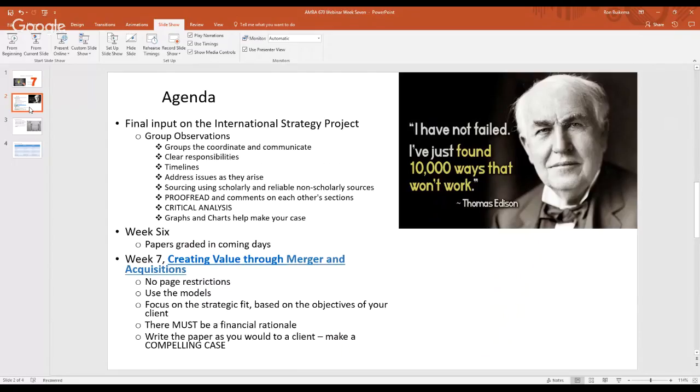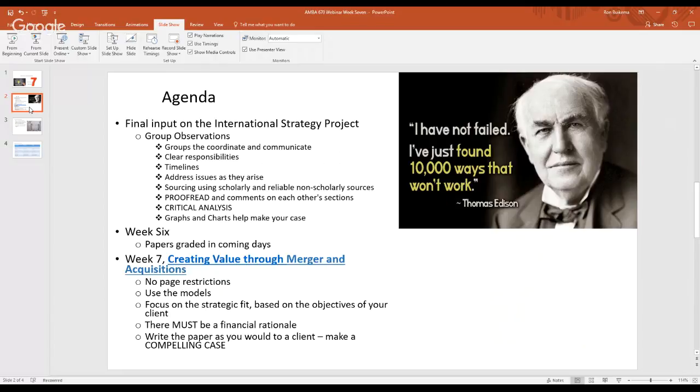Here's what we're going to talk about tonight. So I wanted to start with what I've seen so far in your first 2 international strategy projects, and hopefully give you the opportunity to continue to improve your work and improve your grades. So here's what I observed.